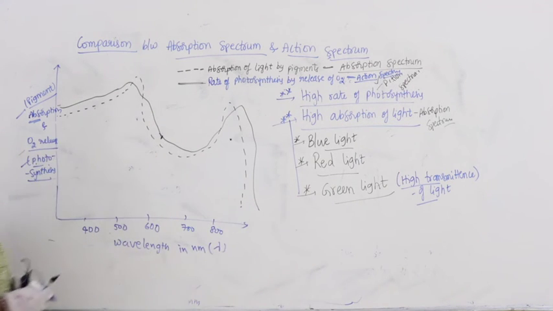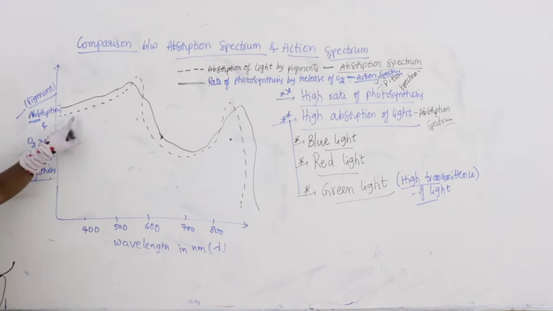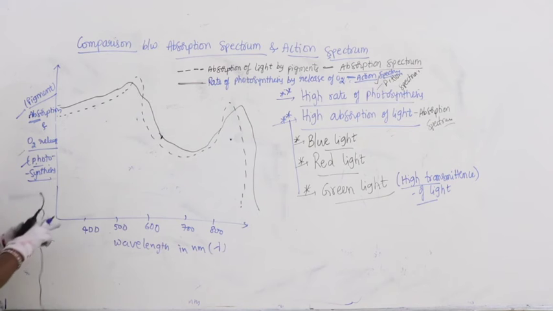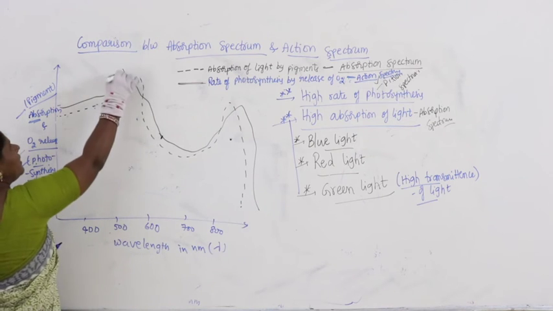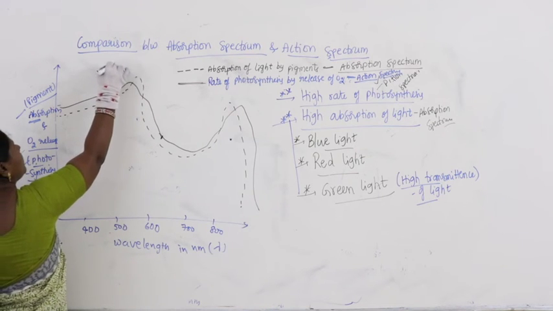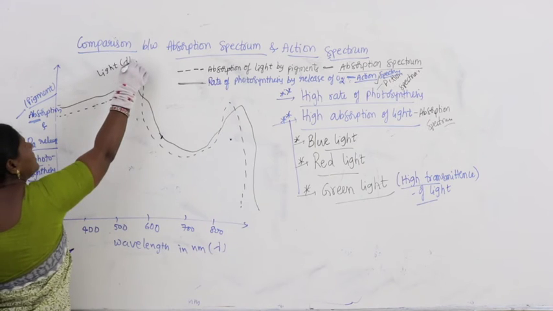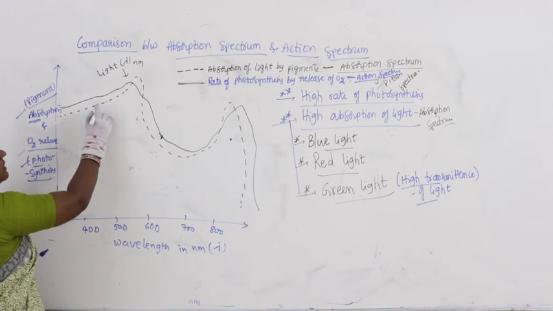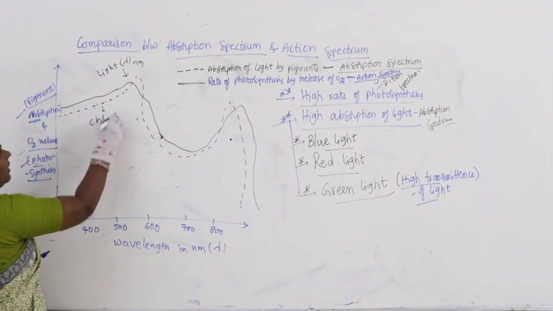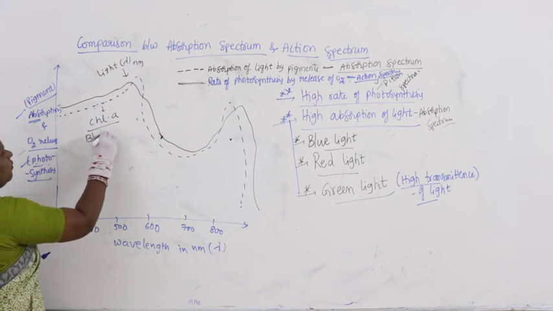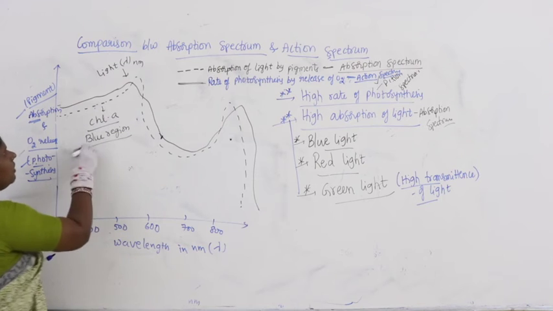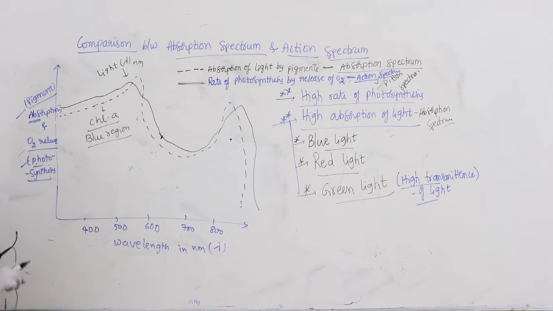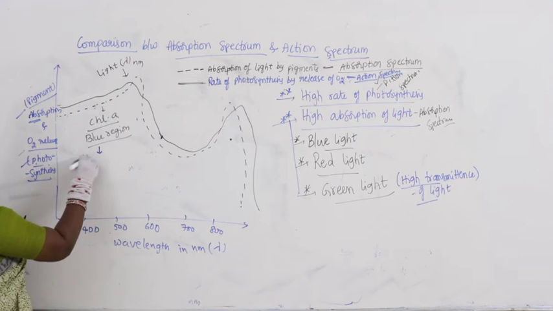So what are we comparing? Generally, what is the final conclusion out of this? The dotted line says how much light is being absorbed. Light we are measuring in terms of wavelength, that is in nanometers. The more sunlight is absorbed, where is more sunlight absorbed? By chlorophyll A. In which region? Blue region. Right? Then they undergo a high rate of photosynthesis.